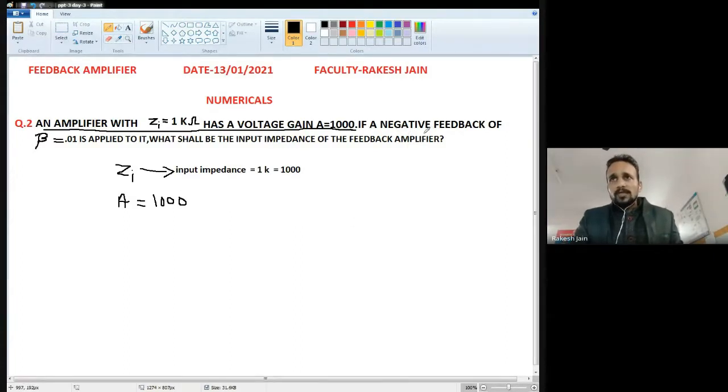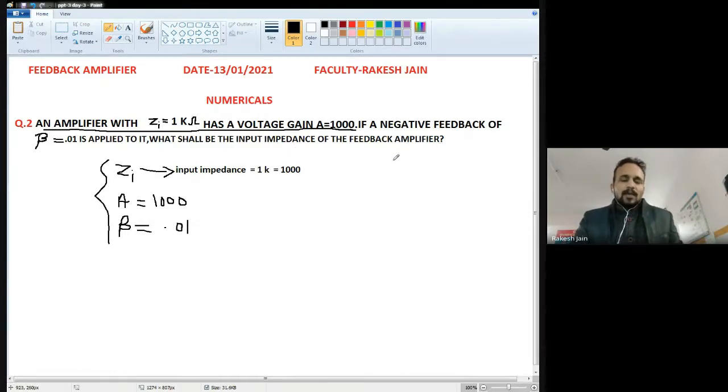If a negative feedback of beta equal to 0.01 is applied, it means feedback is applied. That's why beta is 0.01. Beta is the feedback network. These three parameters are given. Now the question is, what shall be the input impedance of the feedback amplifier?